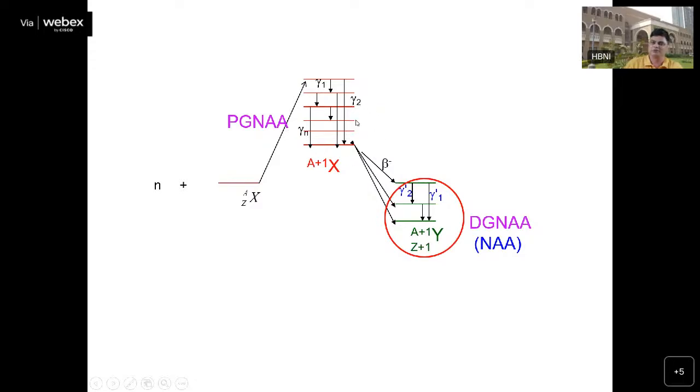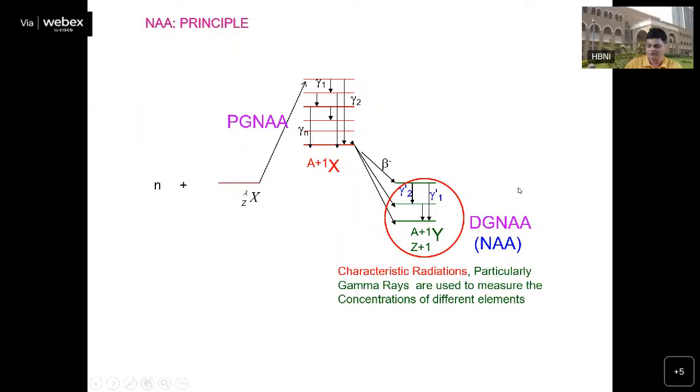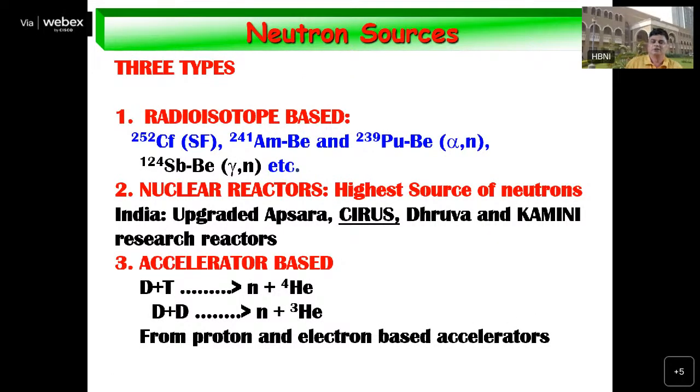But sometimes that is not possible, because so much activity has been introduced in the samples. So we bring the samples to the lab after the irradiation and then do the determination, which is termed delayed gamma neutron activation analysis. And basically, there are three different types of neutron sources that can be used.